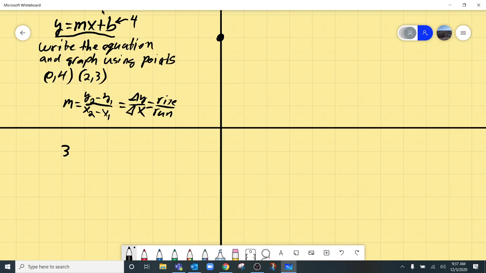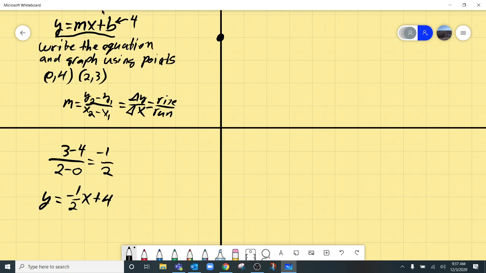My y1 is a 4, so 3 minus 4. My x2 is a 2, and my x1 is a 0, 2 minus 0. And so I get 3 minus 4, that's a negative 1. 2 minus 0, that's a 2. So my slope is negative 1/2. We can now write the equation y equals negative 1/2 x plus 4.